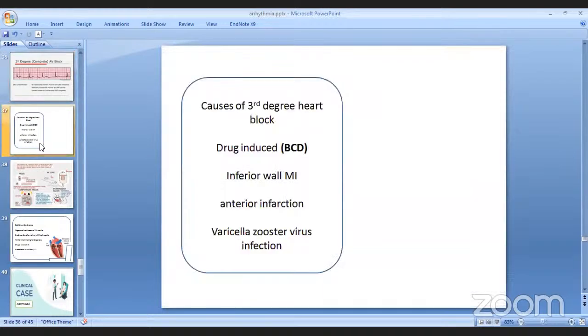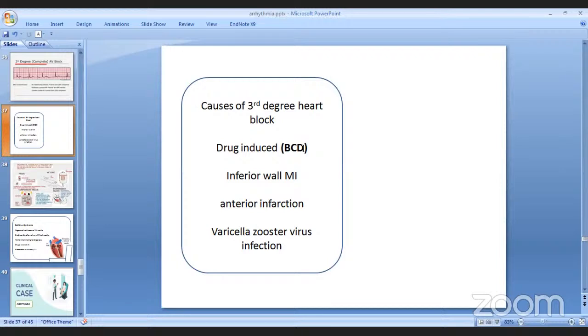Okay. So what are the causes? It could be drug-induced. The drugs are beta blockers, calcium channel blockers, and digitalis. Another cause is inferior wall MI. Inferior wall MI is the blockage of the right coronary artery. I've talked about this in the ischemic heart disease lecture. Inferior MI is the blockage of the right coronary artery.